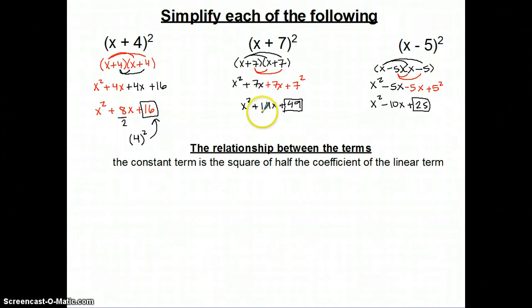In the middle, if I take 14 and divide it by 2, I get 7. If I take 7 and square it, I get 49. Last, if I take negative 10 and divide it by 2, I get negative 5. If I take negative 5 and square it, I get a positive 25. So again, that constant term, or this term that's added on to the end, is the square of 1/2 the coefficient of the linear term, or the term in the middle.